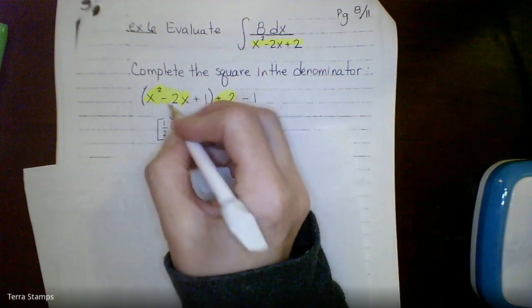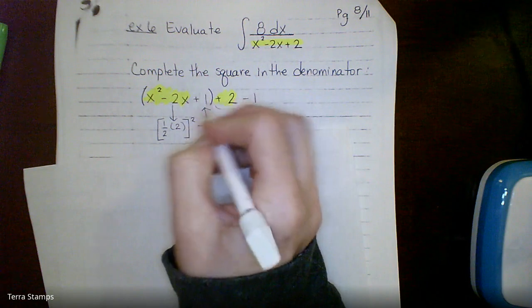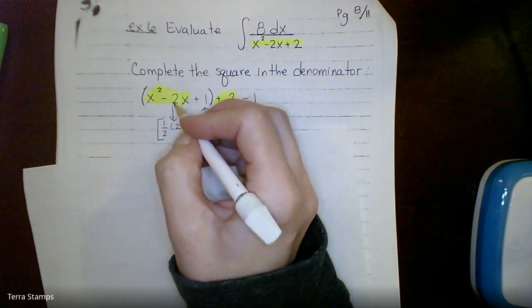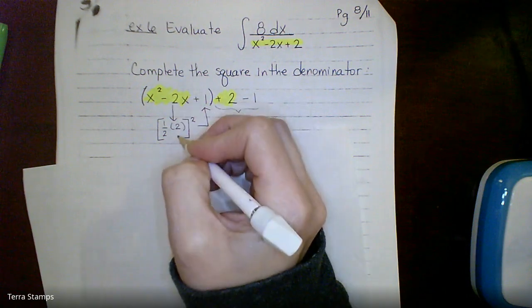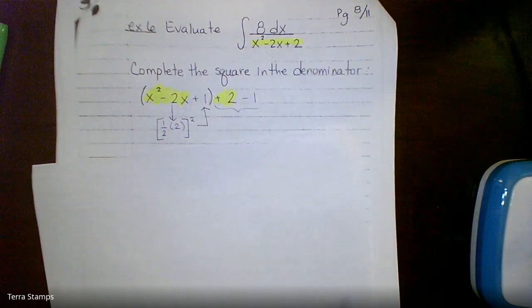It's if you take this middle coefficient here, and I say middle because I know I'm going to have a third term in here. Take this x coefficient. Take half of that number and then square it. So half of 2 is 1. 1 squared is 1. So I put a plus 1 right there.